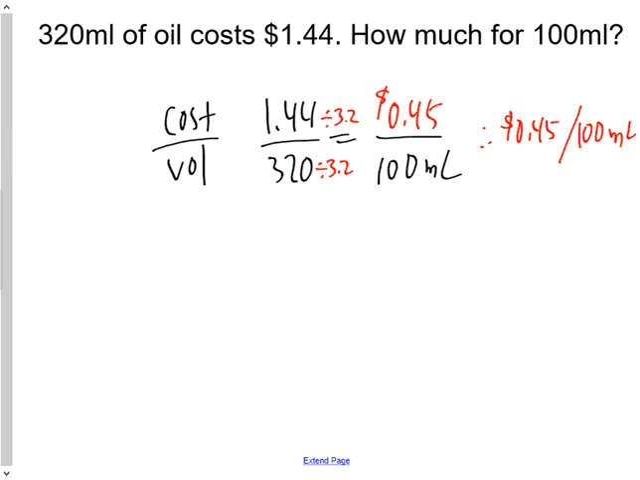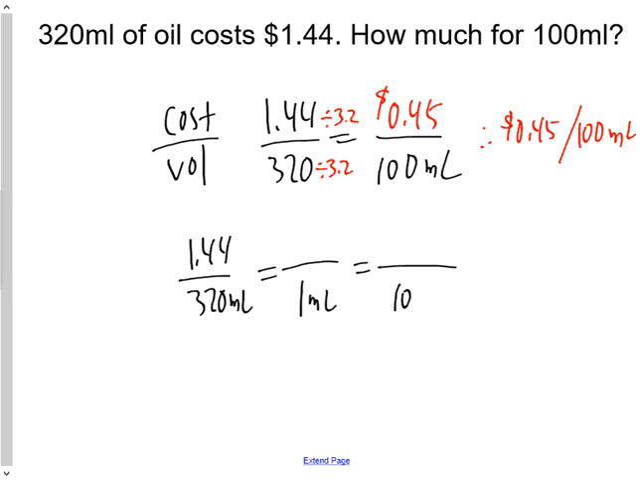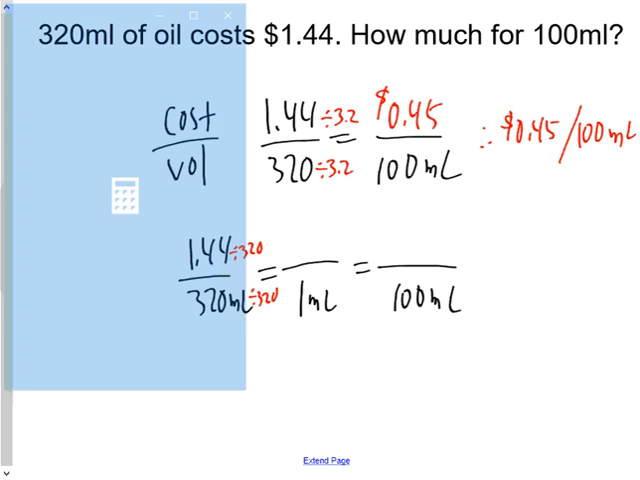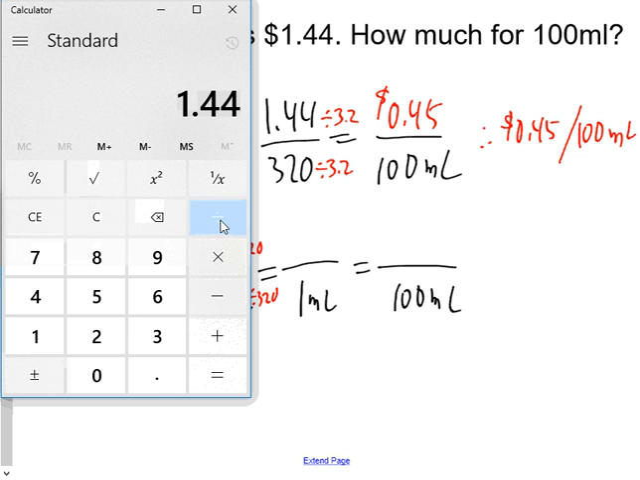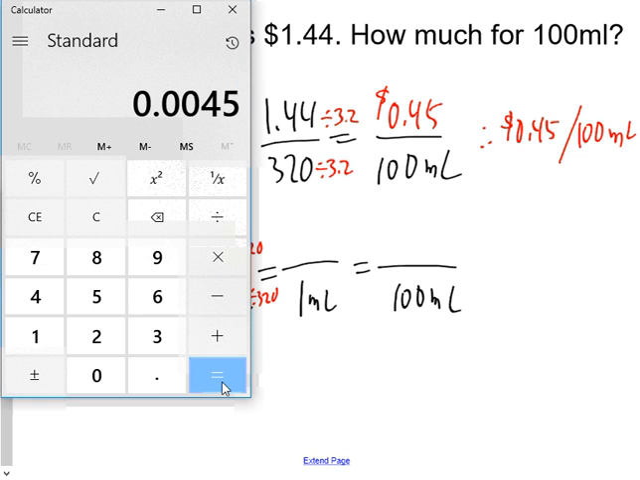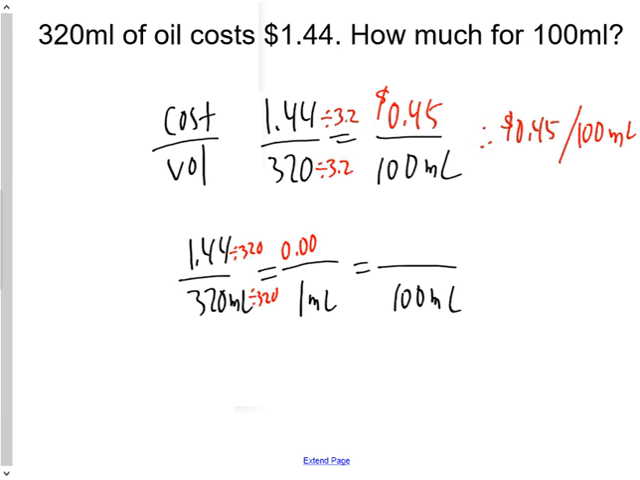If I take my second method and put $1.44 for 320 milliliters, how much for 1 milliliter? So obviously, if I do this, I'm going to divide by 320. And when I take my $1.44 and divide it by 320 milliliters, each milliliter is less than a penny. It's $0.0045, or less than half a cent per 1 milliliter. When I reconstitute it back to per 100, I'm going to multiply both by 100. And I'm going to end up with 0.45 per 100 milliliters, which is the same answer.